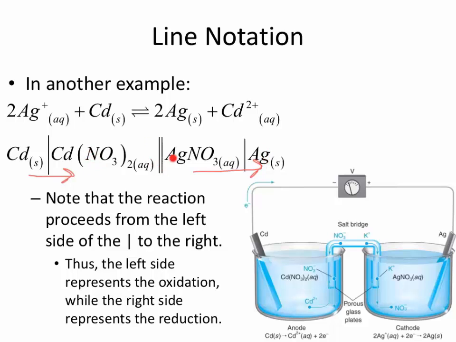Now, with our salt bridge, that then separates this into two half reactions. We have one half reaction on this side and one half reaction on that side. Now note that these are represented physically in the two separate beakers that we have, one on the left and one on the right. Now, the left side here with our cadmium represents the oxidation, while the right side over here with our silver represents the reduction half reaction.